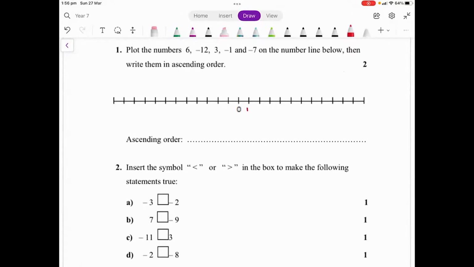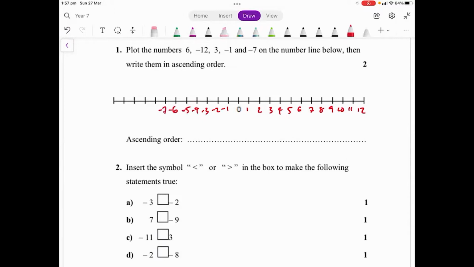First question, plotting those numbers. You're given a number line with 0 in the middle. So let's start off by completing that number line. We put all the numbers to the right in first, so the positive numbers. That's nice and easy. And then we put the numbers to the left, the negative numbers. They form a mirror image, so it goes -1, -2, -3, and so on.